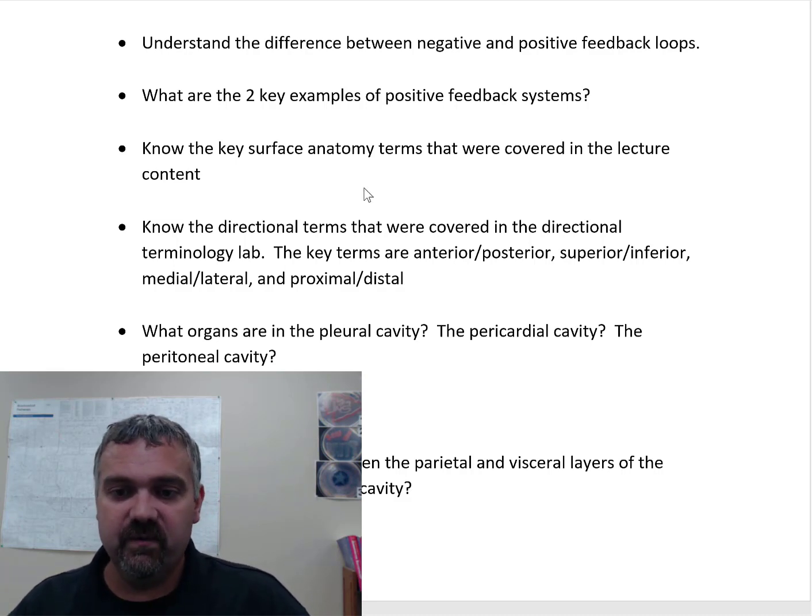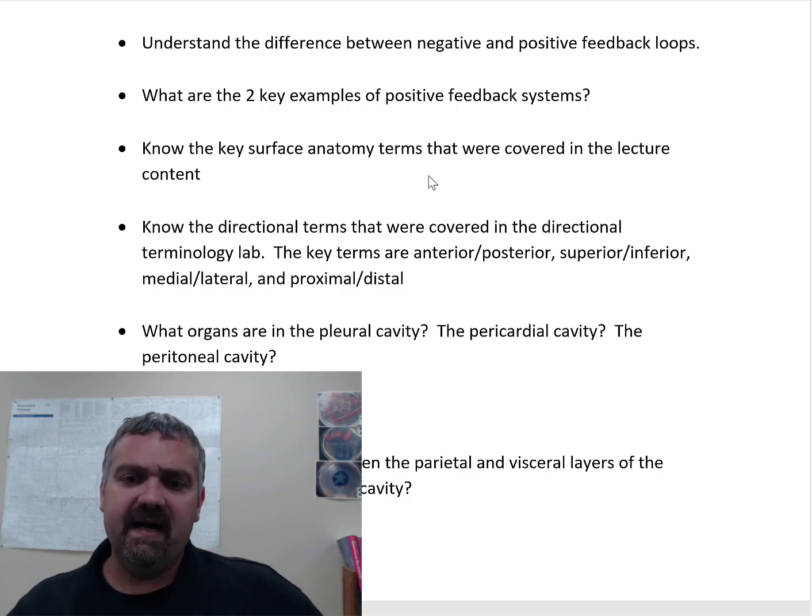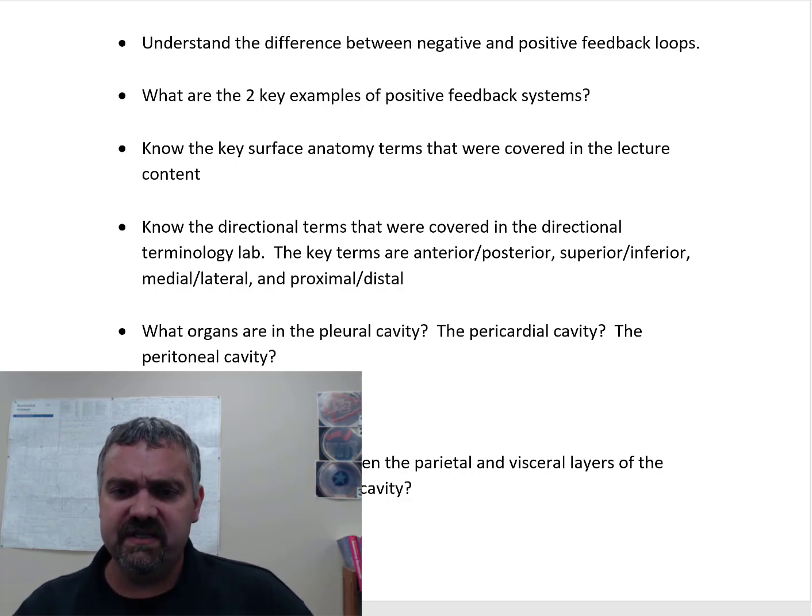But just to reiterate, what are the two key examples of positive feedback? That's blood clotting and labor and delivery. You could say stress response systems are positive feedback. In some ways, things like the micturition or urination reflexes have some positive feedback attributes. Defecation, same thing. So there are other ones, but those are the two key ones you need to know.